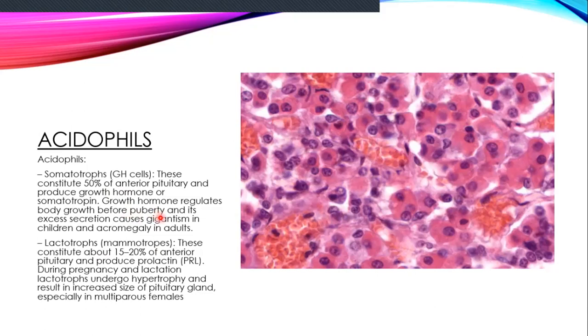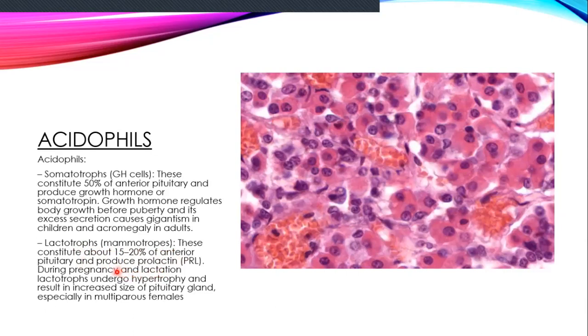In some people, there might be excess secretion, which will cause gigantism in children. So if the somatotrophs produce somatotropin in excess during childhood, that will lead to gigantism. And what if they overproduce when one is an adult? Oversecretion of somatotropin when one is an adult leads to acromegaly. Please remember this. Gigantism in children, acromegaly in adults. Lactotrophs, or the mammotrophs, constitute 15 to 20% of the anterior pituitary and produce prolactin.